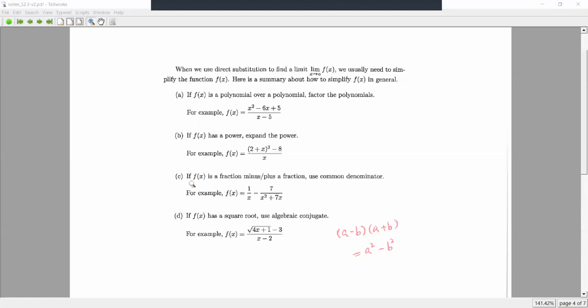Case number 3, when a function is a fraction minus or plus a fraction. Here is one example, a fraction minus a fraction. Now, in this case, how to simplify the function? Use common denominator. Case number 4, when a function has a square root. This is one example. This case, we simplify the function by algebraic conjugate. That is, we use this formula to simplify the function.